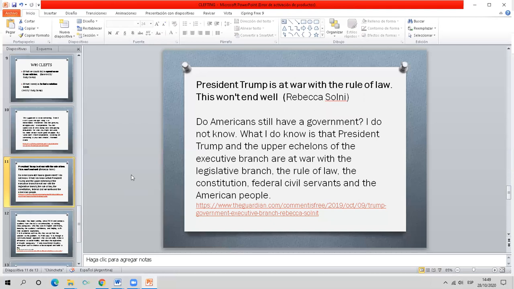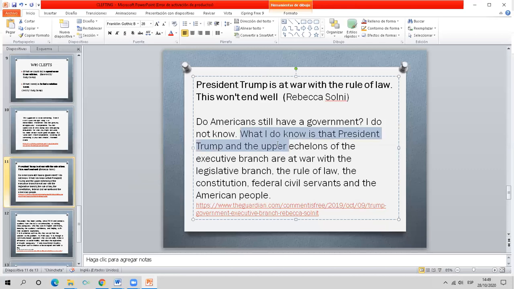Okay, what do we have here? Yes, a wonderful example of a WH cleft. What I do know is that President Trump and... well, it's a long sentence, right? Which would be the unmarked version. I know that President Trump, up to the end, okay?